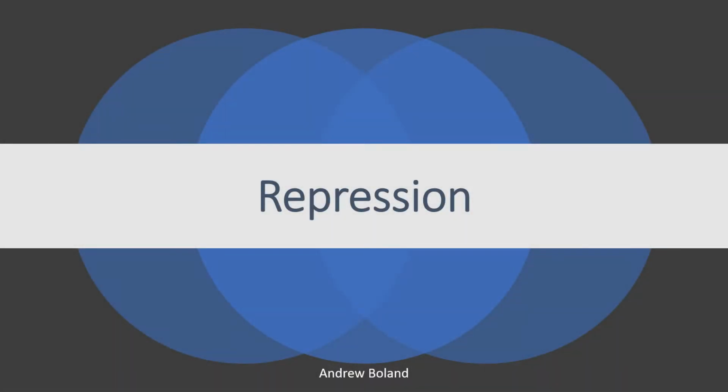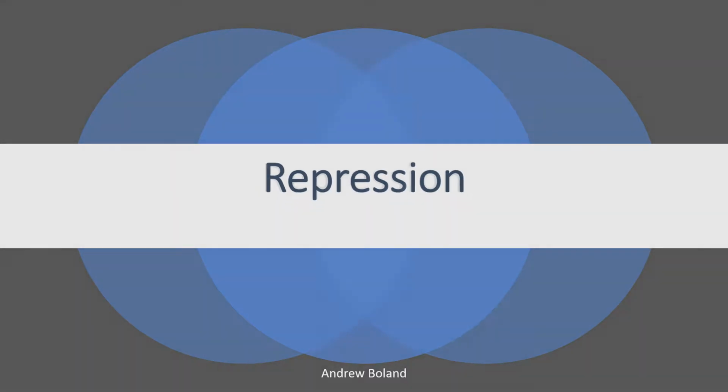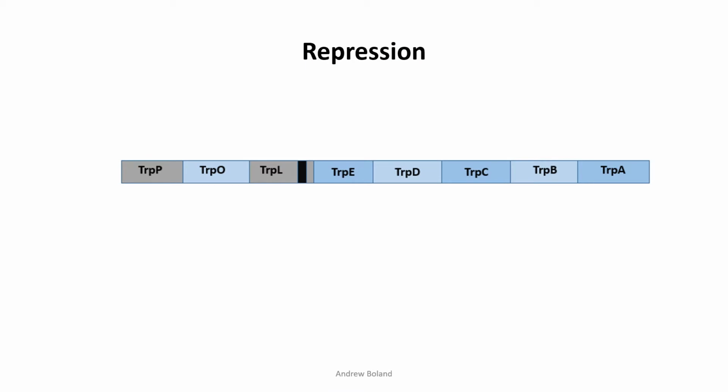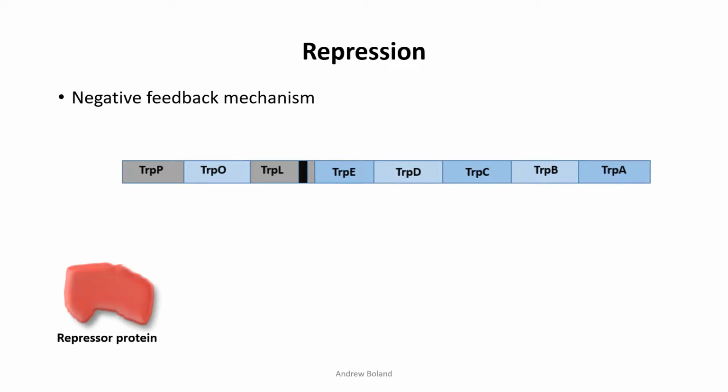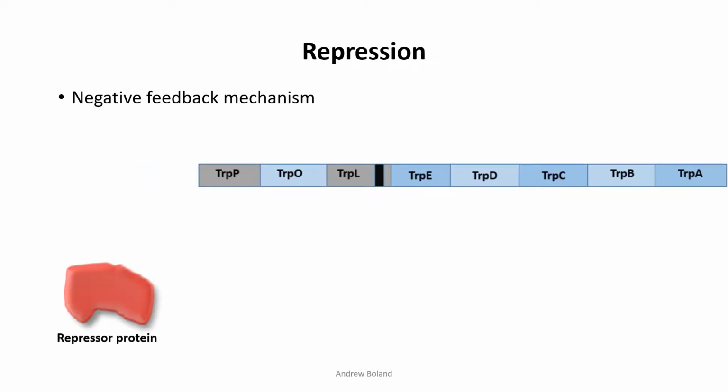In this section of the teaching presentation, I will be discussing repression. This is a negative feedback mechanism in the tryptophan operon. The repressor protein is produced upstream of the TRP operon by a repressor regulator gene called TRPR.